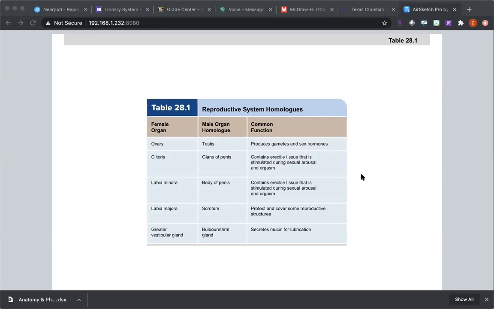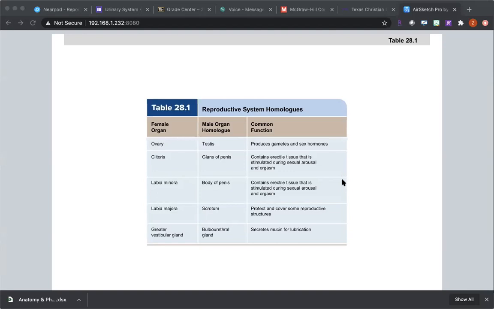The gonads in males are the testes. The gonads in females are the ovaries. The gametes in males are sperm. Gametes in females are egg cells or ova. And the sex hormones are also going to be different in males and females. For males, the main sex hormone is testosterone. For females, the main sex hormones are progesterone and estrogen.